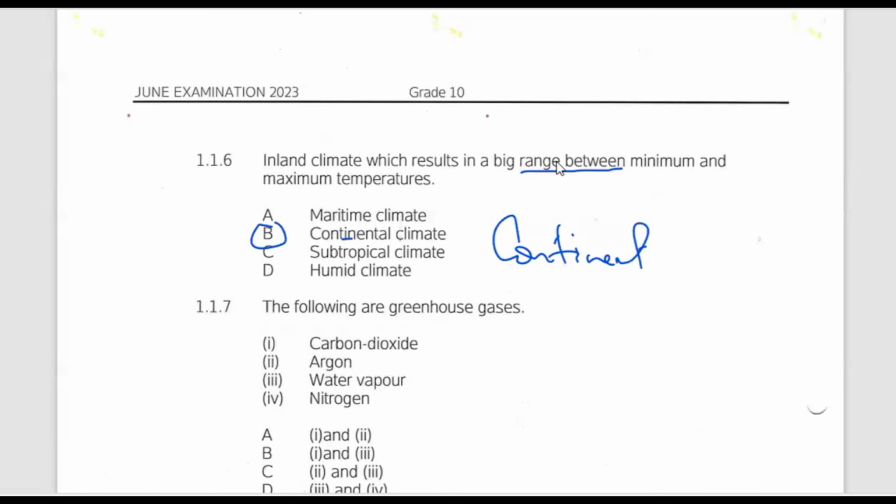Maritime, it refers to water. Then the subtropical climate region, we know the subtropical, we are looking at the places which are closer to the equator, either 30 degrees south or 30 degrees north of the equator.